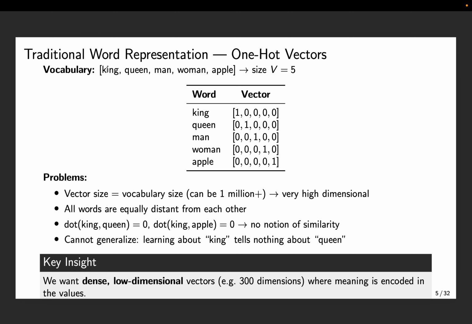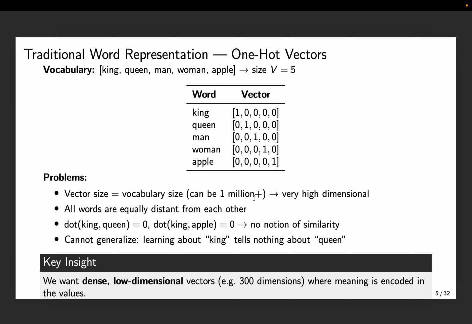So coming to the background, before word2vec, the standard way to feed words into a neural network was using one hot vectors. It works in this way: say your vocabulary has 5 words: king, queen, man, woman, apple. King becomes 1 0 0 0 0. Queen becomes 0, 1, 0, 0, 0. Man becomes 0, 0, 1, 0, 0, and so on. Each word gets a vector of length equal to the vocabulary size with exactly one 1 and zeros everywhere else.